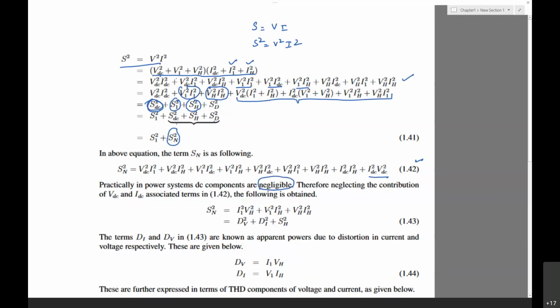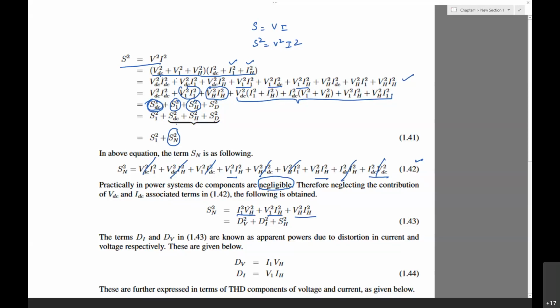They have taken only the harmonics in voltage and harmonics in current. So this part is not there. This part is not there. This is not there. This will be there, the V1 square IH square, and this won't be there. And this will be there. We have written over here the VH square of IH square, this equation. Rest of all are not there.